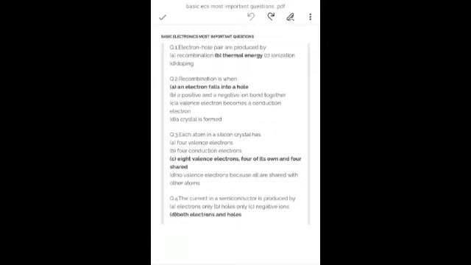Myself Ankita. Today we will be discussing some important questions on basic electronics. So we will start from the first question.